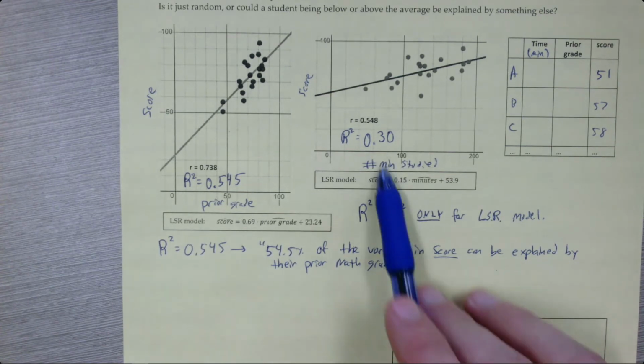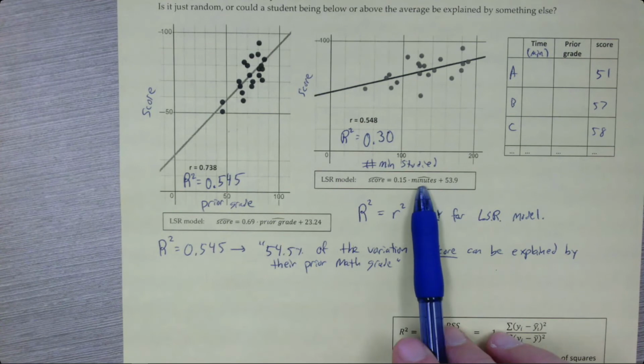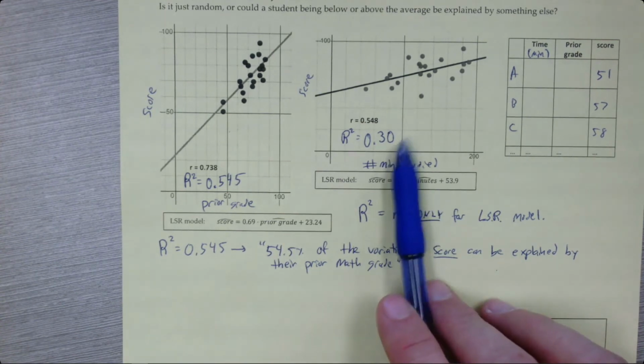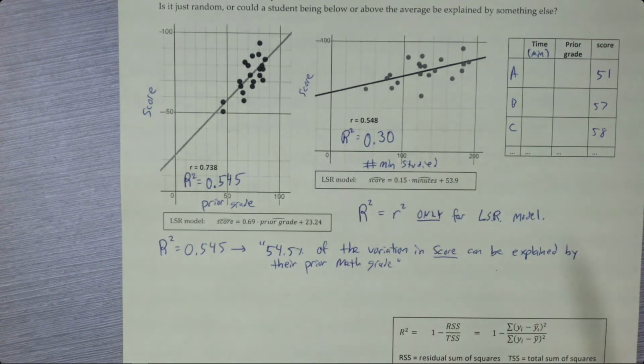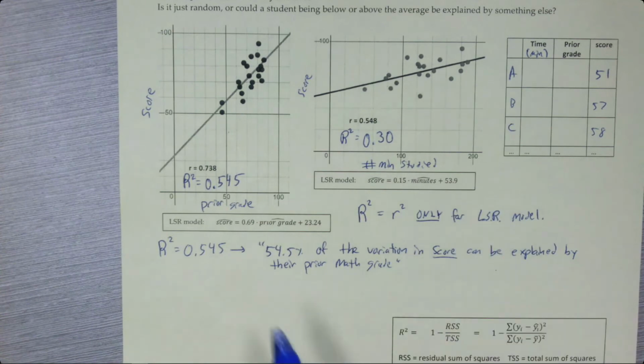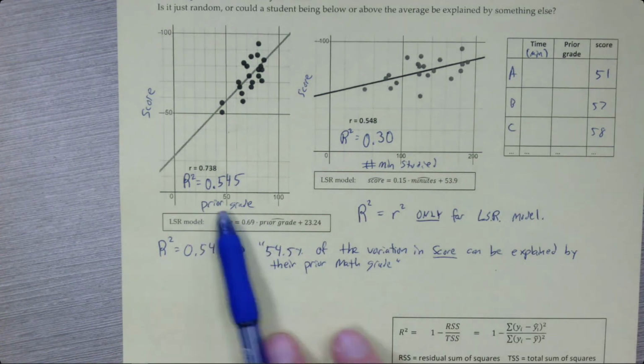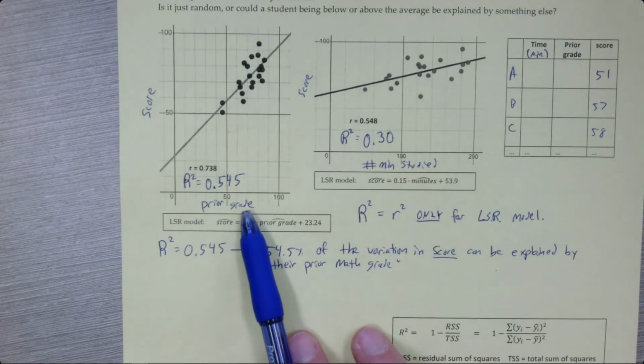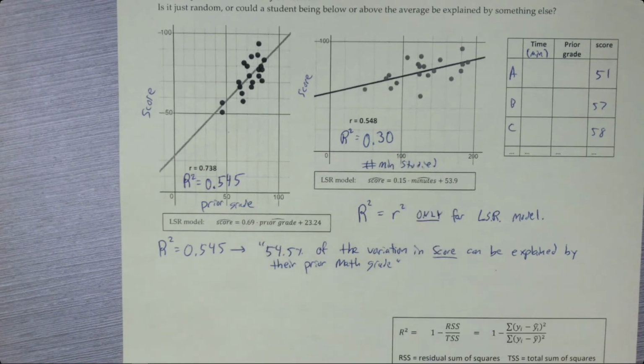You'll see over here that for the number of minutes studied, only 30% of the variability can be explained by that. So for this particular test and this particular group of students, it looks like their prior math grade was a better predictor than the number of minutes they studied.